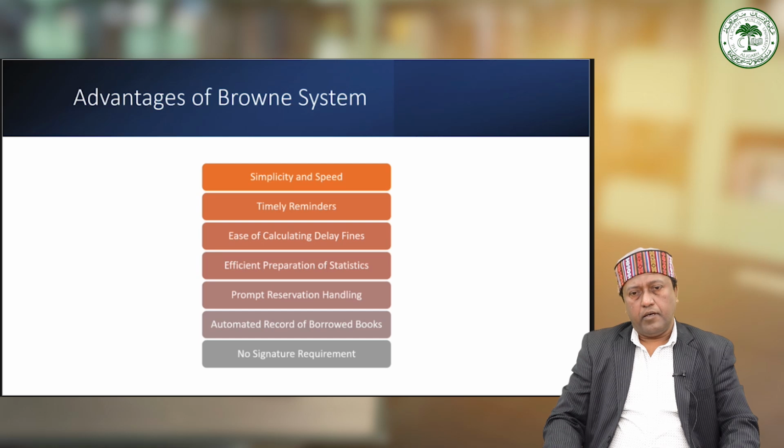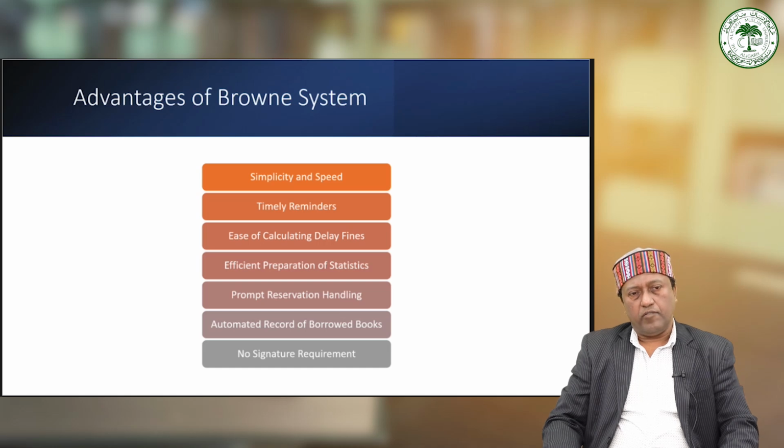And then another advantage is automated record of borrowed books. So automatic recording of borrowed books on the reader's ticket simplifies the tracking of loan material for both staff and patrons. And this automated record keeping system reduces the risk of errors and discrepancies, ensuring that the patrons can easily keep track of their borrowed items and return them promptly when due.